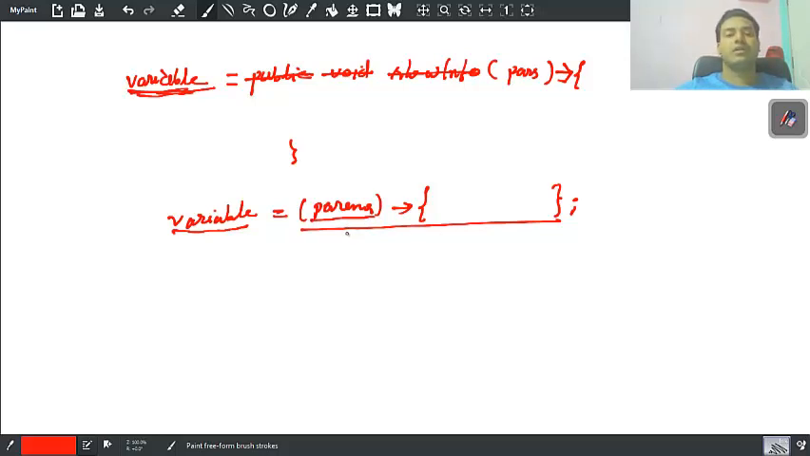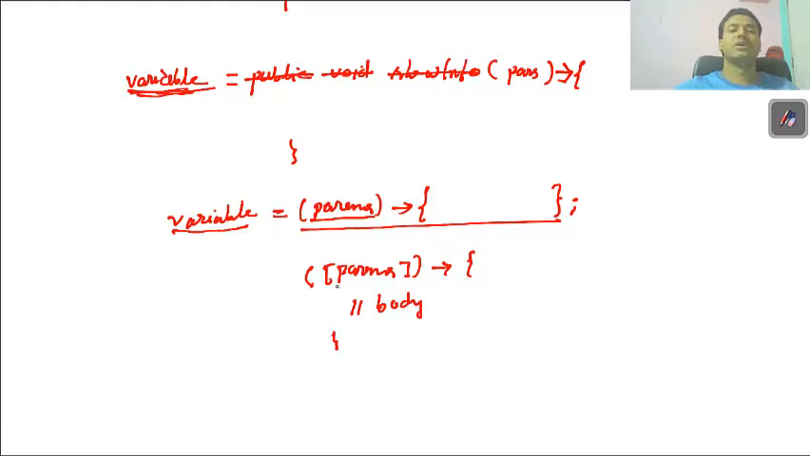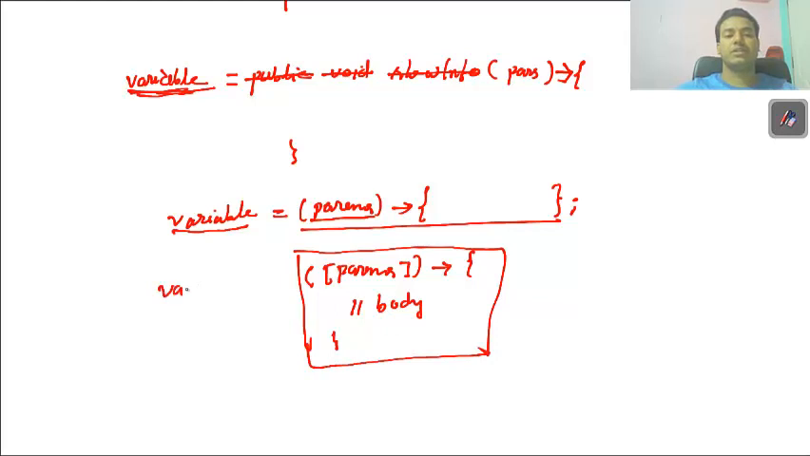So the syntax of the lambda expression is like this: the parameters are optional, then this operator, and from here till the end I can say this is the body of the function, right? So this is a complete lambda expression, and this expression you can store into a variable, something like this. So this is a lambda expression.